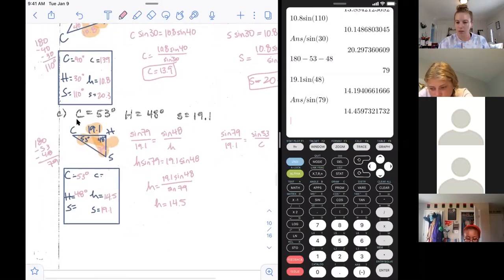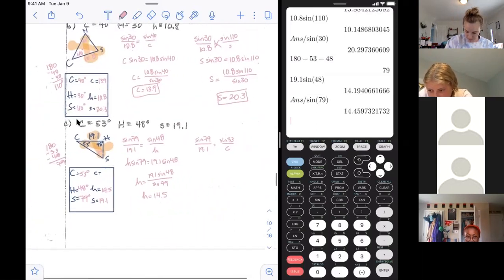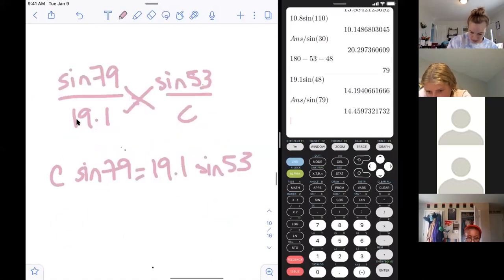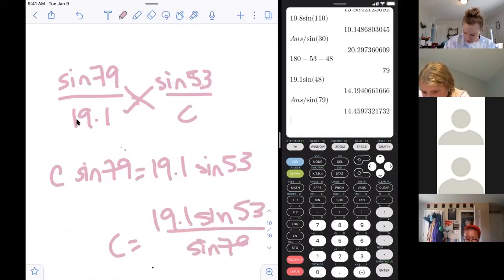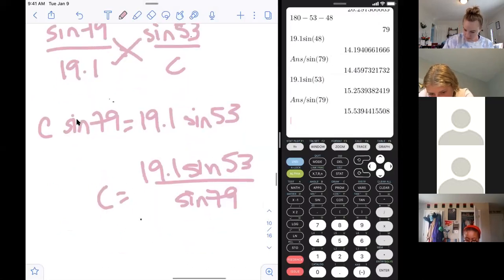Where we're at so far. All right, let's find little c. Divide by sine 79, so 19.1 times sine of 53 divided by sine 79. Throw that in the calculator. And I get 15.5. Yep, that's what I got last period.